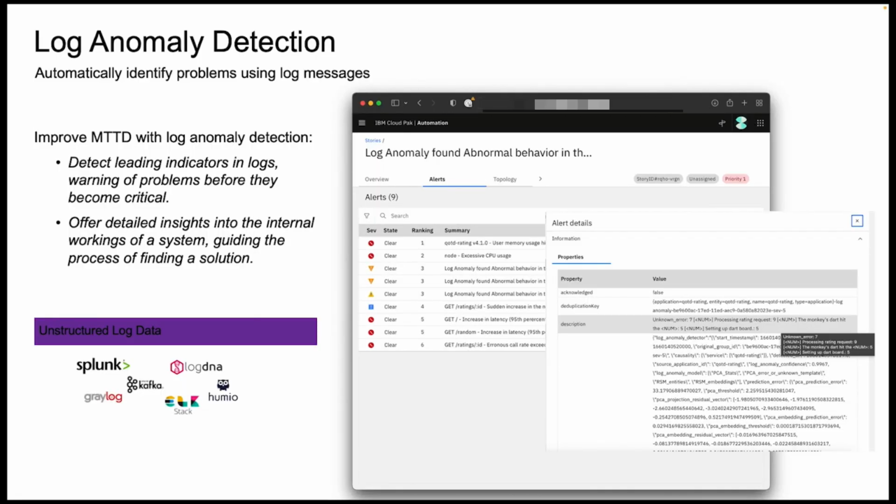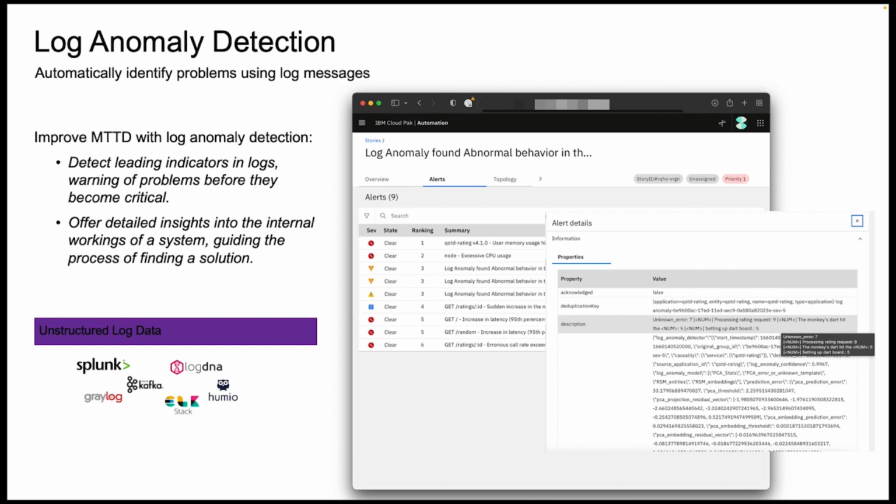Logs record a history of events, actions, and errors that occur within a system or application. By continuously monitoring and analyzing logs, we can identify early warning signs or patterns that may indicate potential issues. Logs also offer detailed insights into the internal workings of a system.